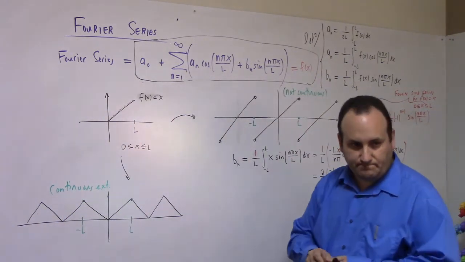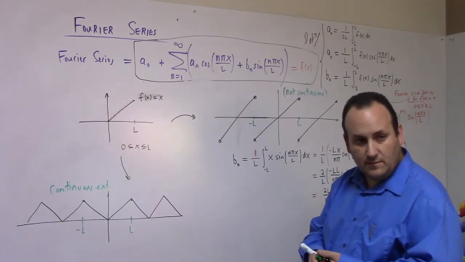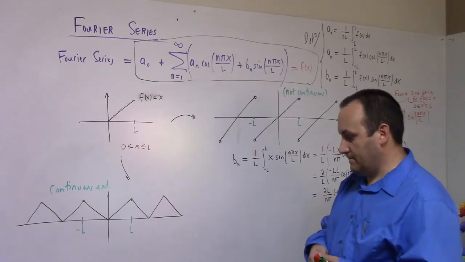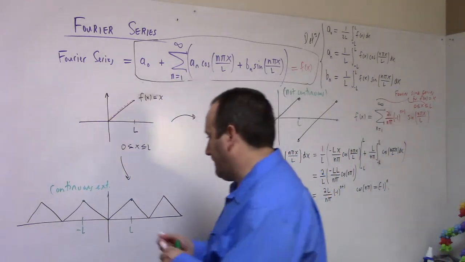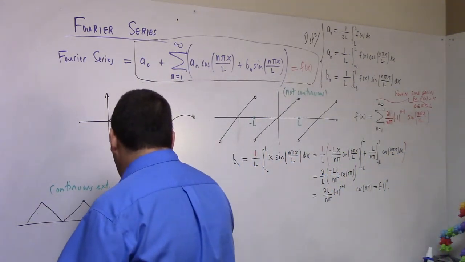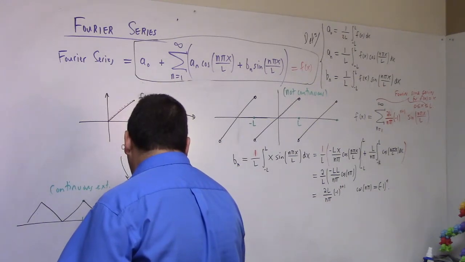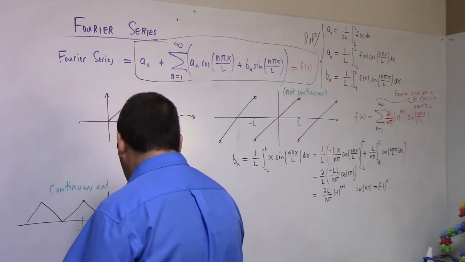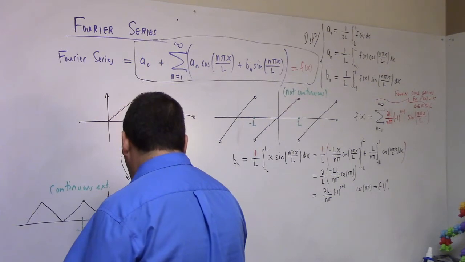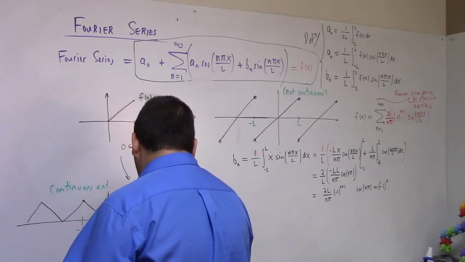Sorry, did you just say that was the odd extension, or was that the even extension? This is the even extension. Even periodic extension of f of x equals x. Oh yeah, we just did the sine thing.